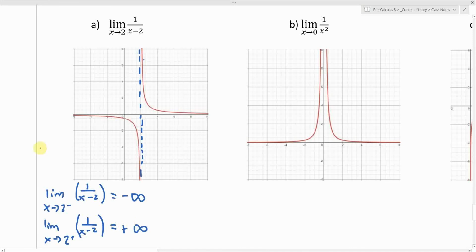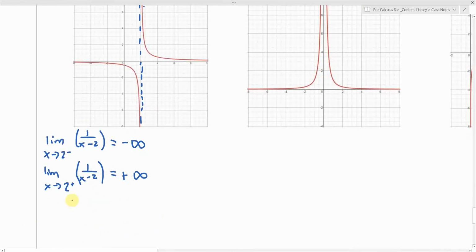So we can say that the left-hand limit as x approaches 2 from the left of 1 over x minus 2 is negative infinity, and the limit as x approaches 2 from the right of 1 over x minus 2 is positive infinity. These two are not equal to each other, so technically both of these would be DNEs, but this is a little more specific type of DNE.